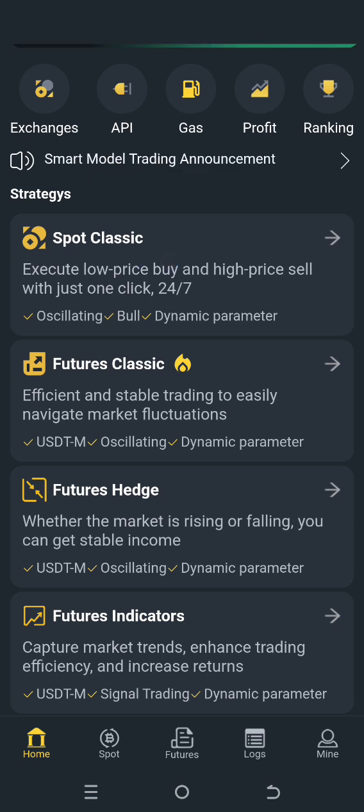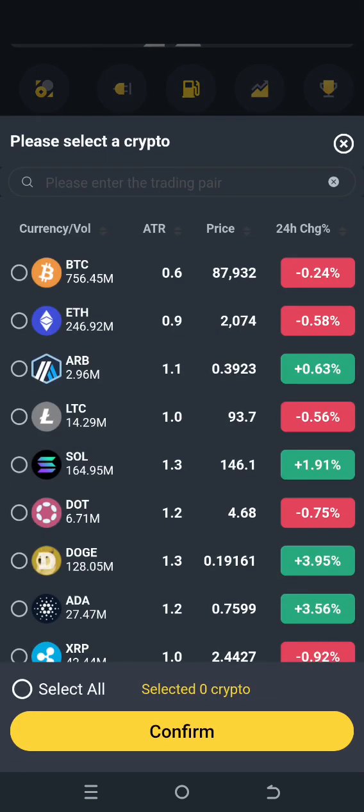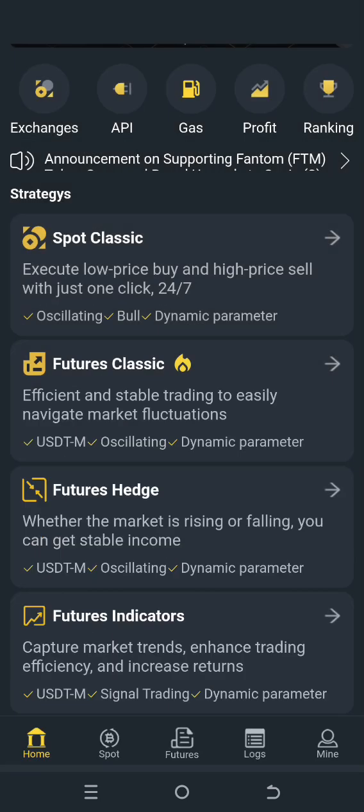Now if you have your money in the spot wallet, just come and click on spot classic if you want to trade using spot classic, and here you can select the coin that you want to trade. I'm going to come back and show you how you can trade from there.